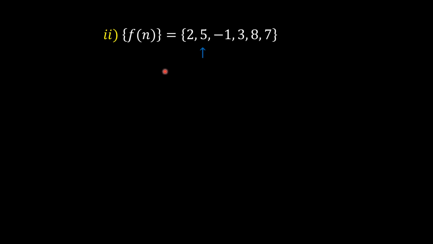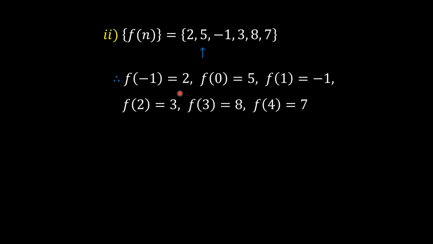So if we compare with the previous sequence, then here the position of all the elements got changed and therefore both the sequences are different because we know that sequence is an ordered set. So the order of the elements is very important. So for this sequence now, f of minus 1 equal to 2, f of 0 equal to 5, f of 1 equal to minus 1, f of 2 equal to 3, f of 3 equal to 8, f of 4 equal to 7. And if we see the previous sequence, the position of the same elements is different in that sequence.